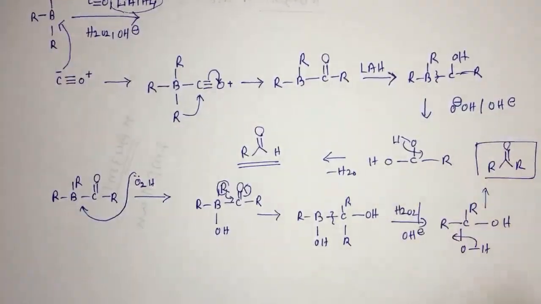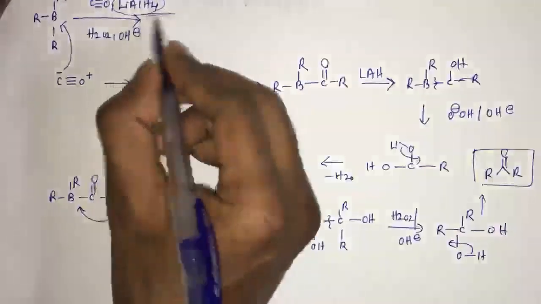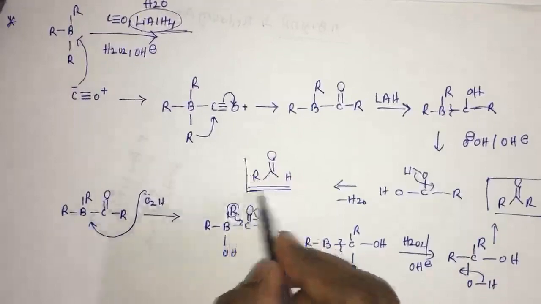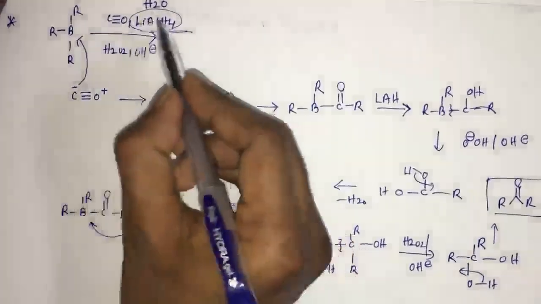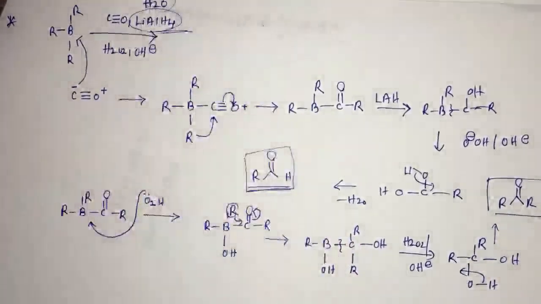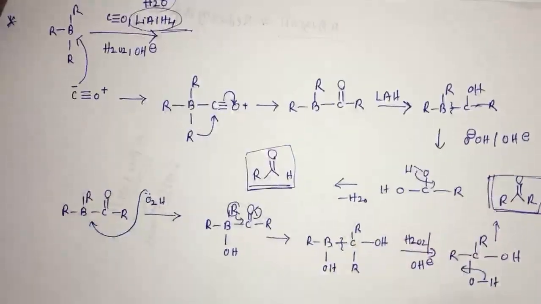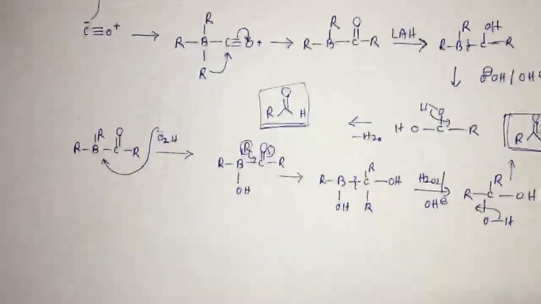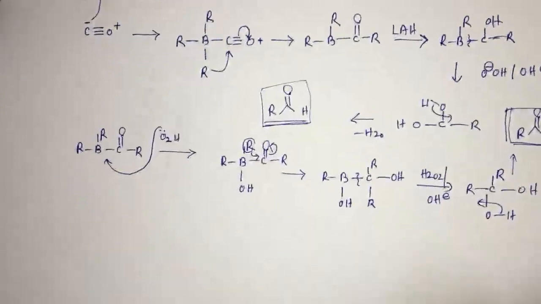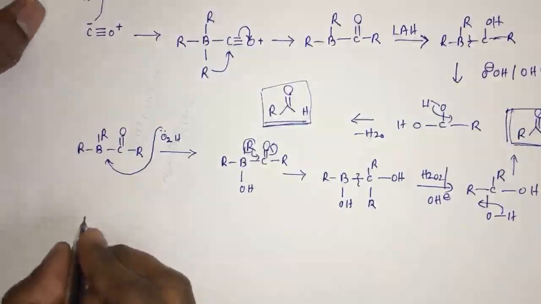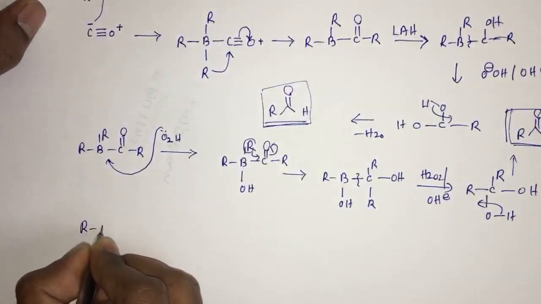Just remember, if they give lithium aluminum hydride, then the final product is an aldehyde. If they give water instead of lithium aluminum hydride, then we will get a ketone. And it's possible to get a tertiary alcohol also. How? I will write a reaction here.